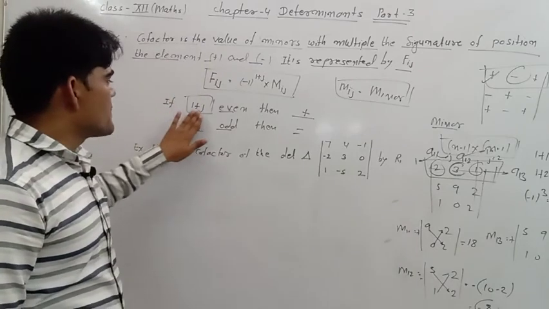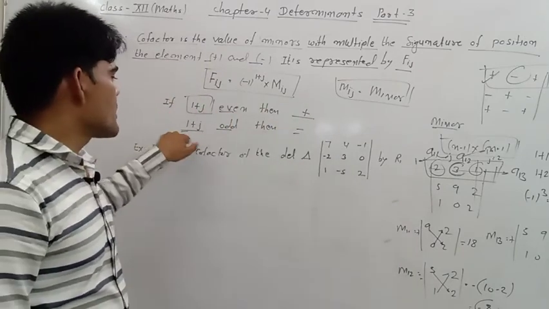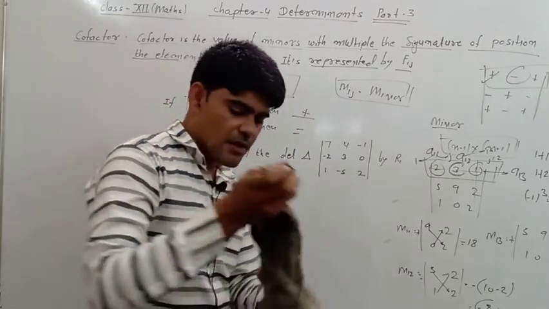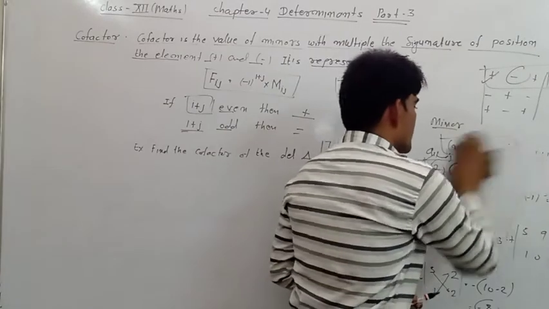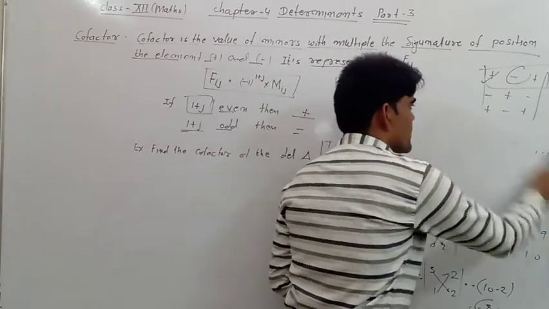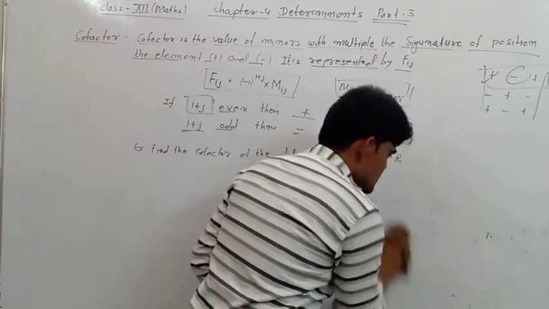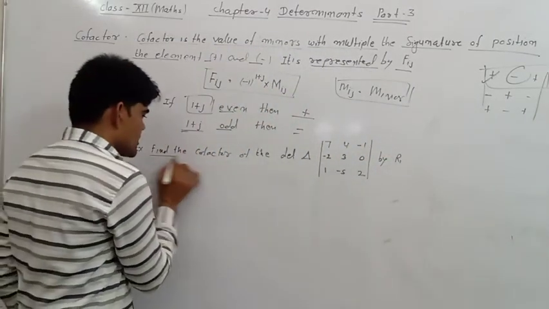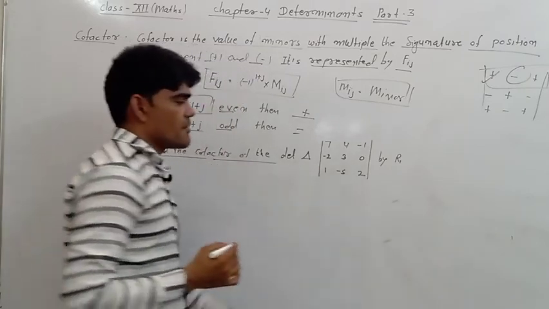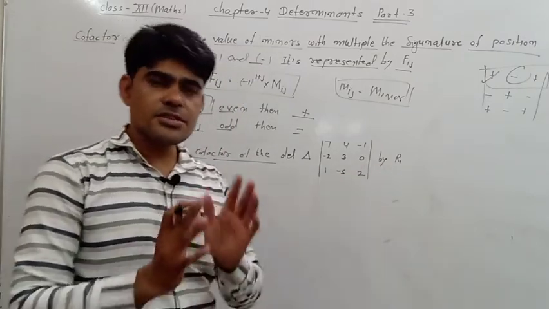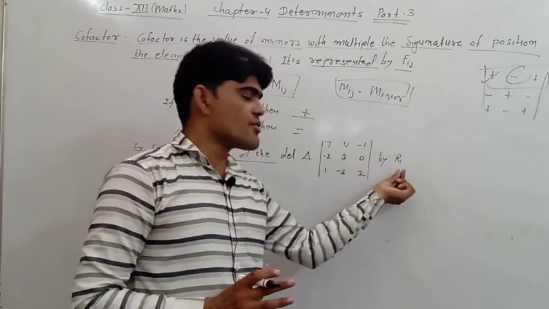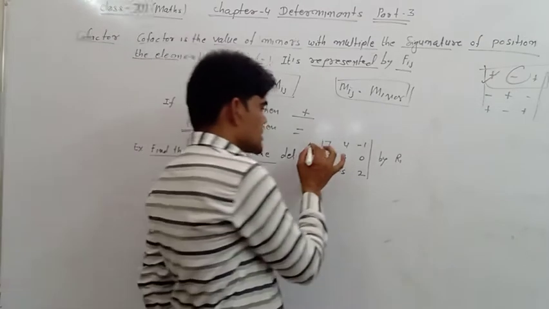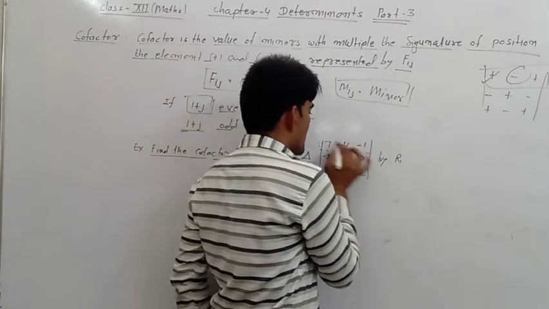If i plus j is even, then we use positive. If i plus j is odd, then we use negative. Suppose we are given this example: find the cofactor of the given determinant by R1. It means we find the determinant by using the first row, R1.